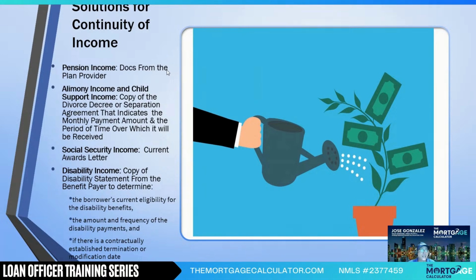Now, disability income here, we're talking about a lot of different things, right? So this could be, for example, I had a borrower who, when he finally found a home, I pre-approved him.